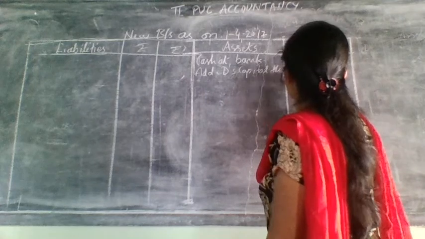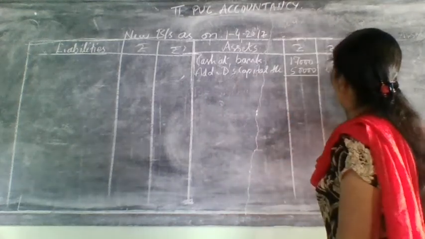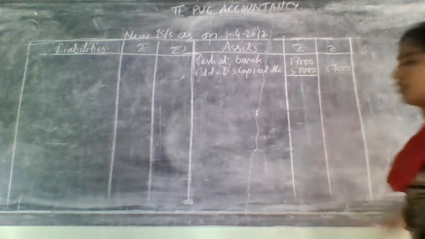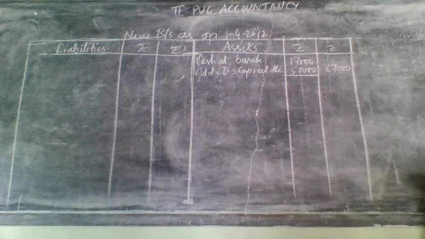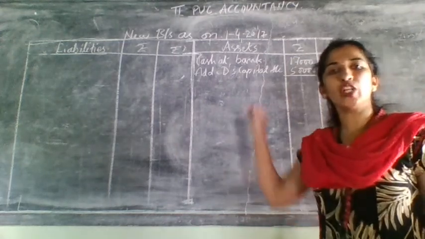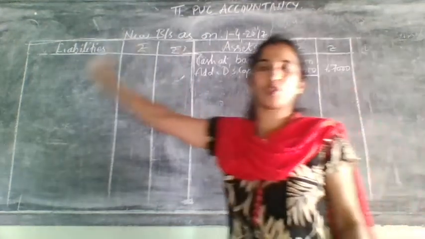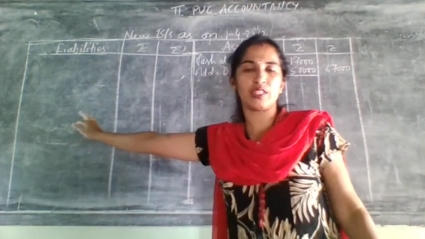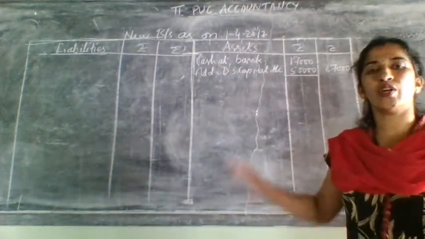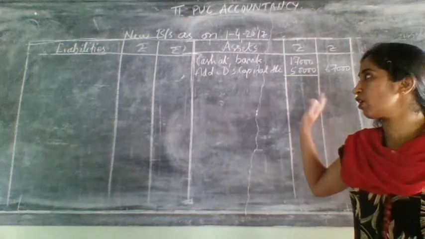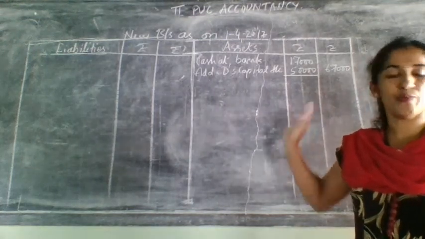Add it and write it in the outer column. That will come 67,000. You should not add goodwill here, and no need to write goodwill separately also. Why? Because we have distributed it and it was written off on which side? Debit side. So it will not appear in the new balance sheet.